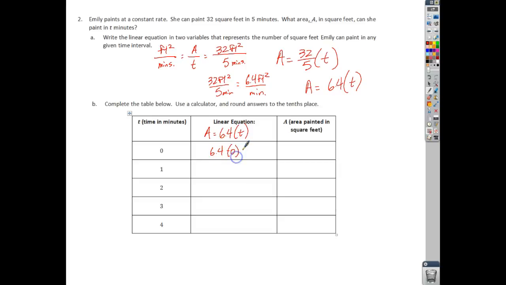6.4 times 0 is equal to a, and then 6.4 times 1 is equal to a, and 6.4 times 2 is equal to a, and 6.4 times 3 is equal to a, and 6.4 times 4 is equal to the area. Then we can put these in: that's going to be 0, and we're going to get 6.4, and then 12.8 when you multiply it out, and then 19.2, and then 25.6. Okay, there you have it.